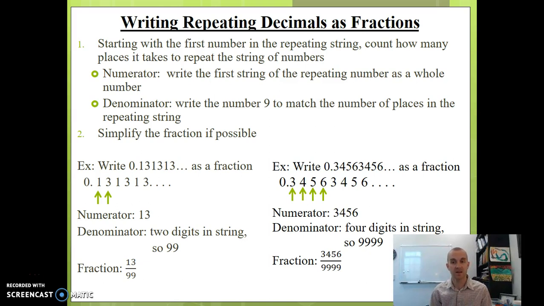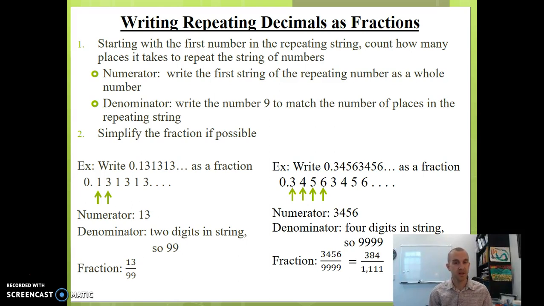That gives us 3,456 over 9,999, which could be simplified. You could divide it by 3 and then 3 again, or you could divide it by 9, but it will simplify to 384 over 1,111.